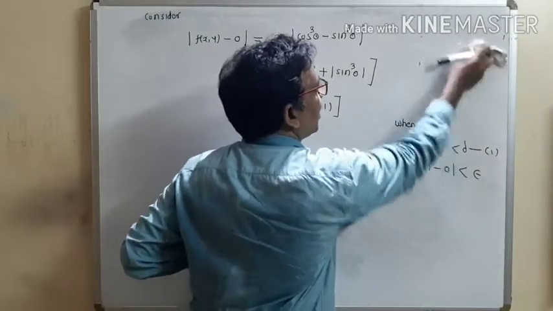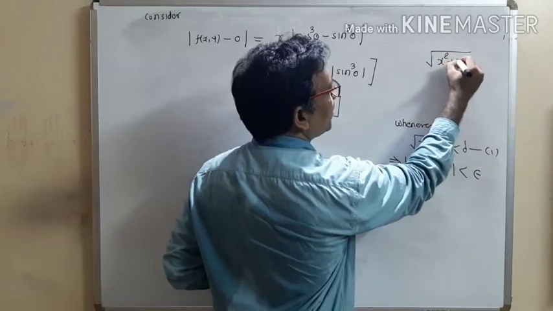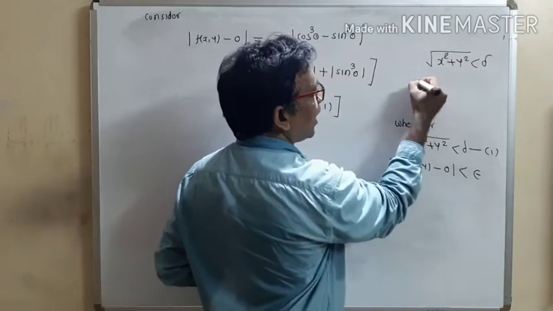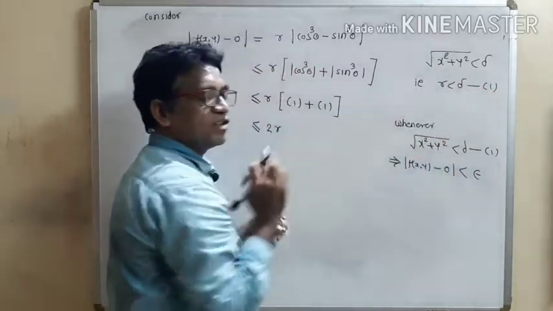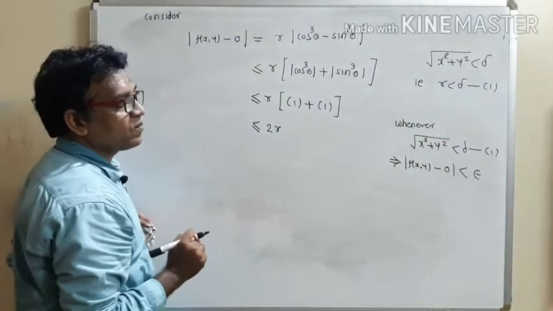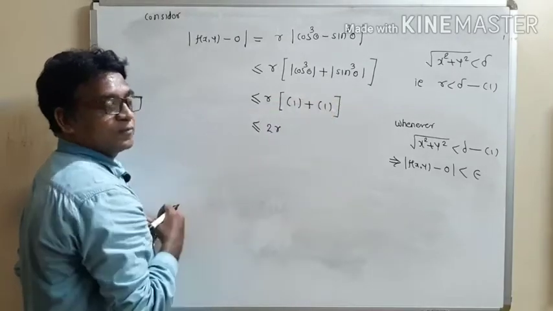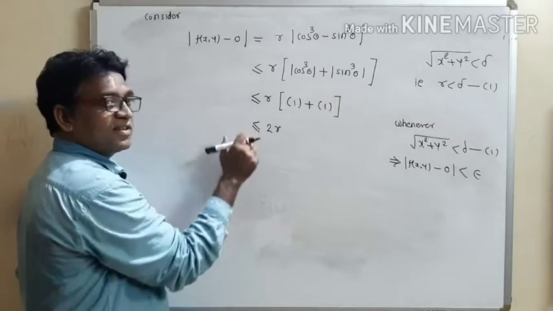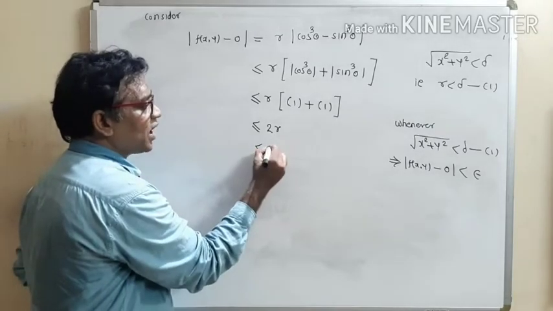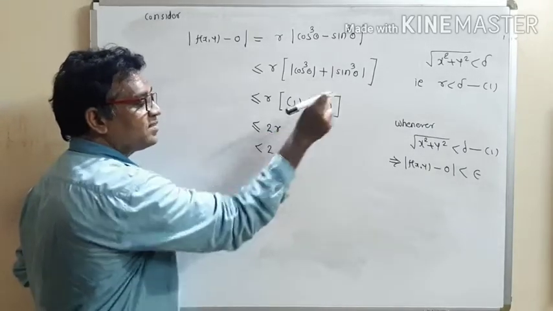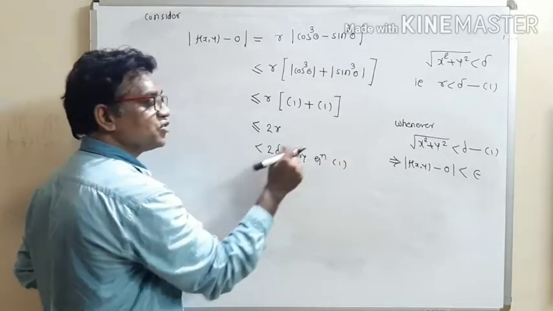Now use equation 1. What is equation 1? Equation 1 is under root x square plus y square less than delta, that is, r less than delta. So we can replace r by delta by taking just the less than sign. Instead of this less than or equal to, just use less than, keep the 2 as it is and replace r by delta. Write here the reason: by using equation 1.